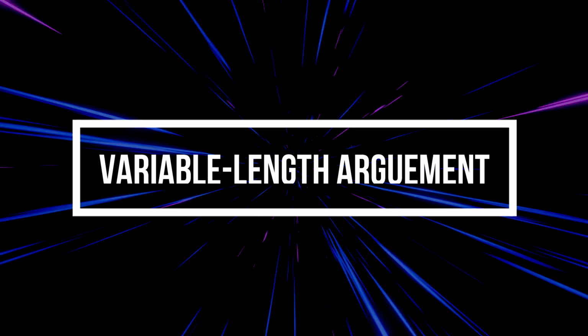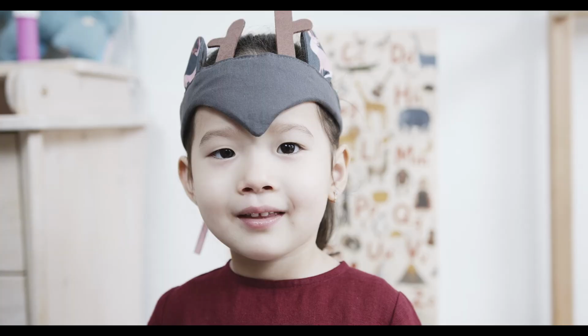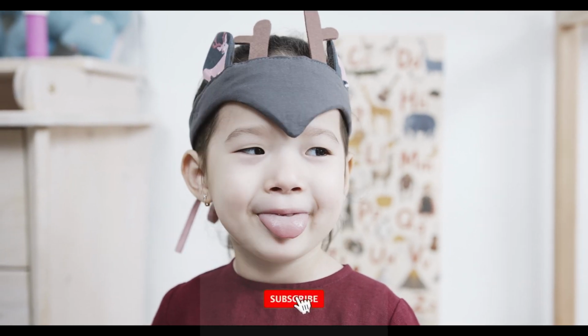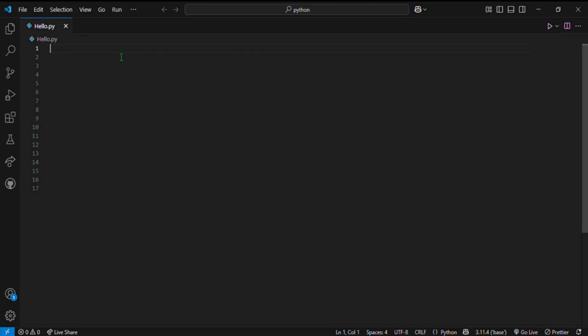Now the last one is variable length arguments, which is generally star args and star kwargs. Basically this is not star, it is asterisk. So let's come to the example. def space add numbers, and inside this I am passing an argument which is asterisk numbers.